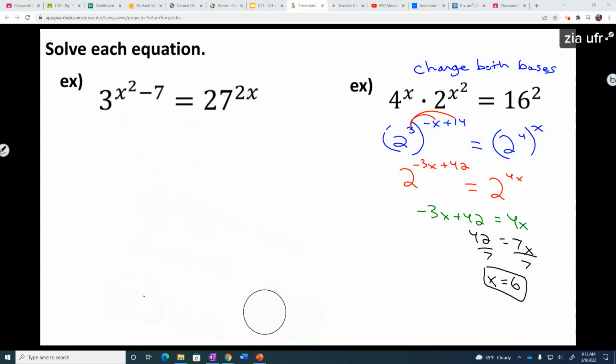Last year. Okay, so take a second and think how you want to do this one. So which one do we want to change? Yep, change 27 there. So let's change this into 3 to what? 3 to the 3rd power gives us 27, yeah. So we're going to keep this one as 3 to the x squared minus 7 equals 27 is 3 to the 3rd to the 2x.